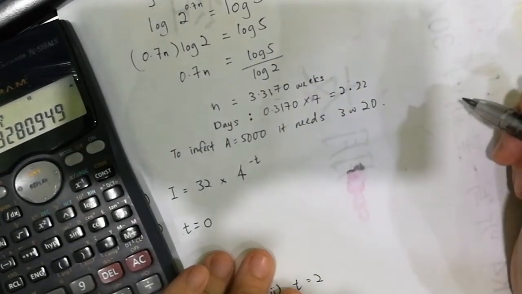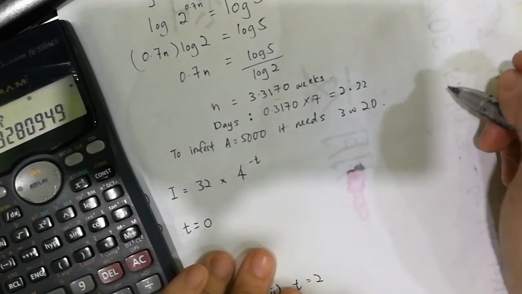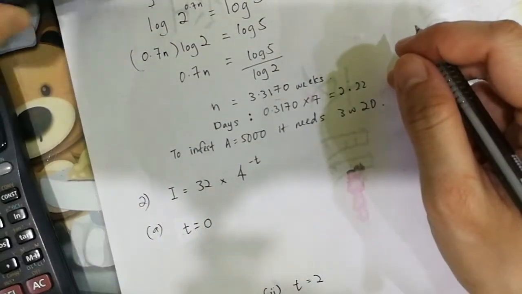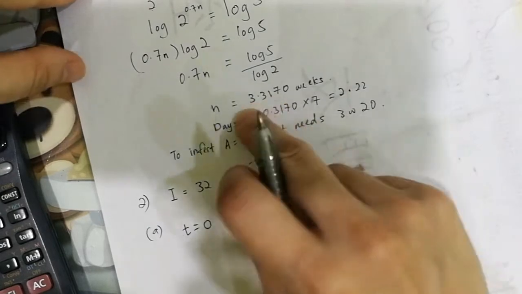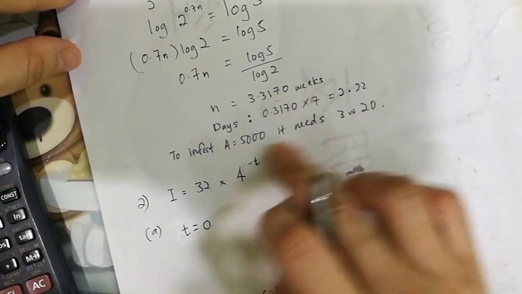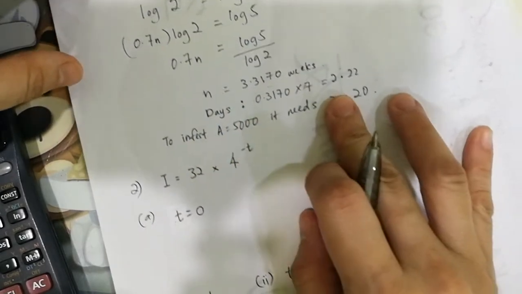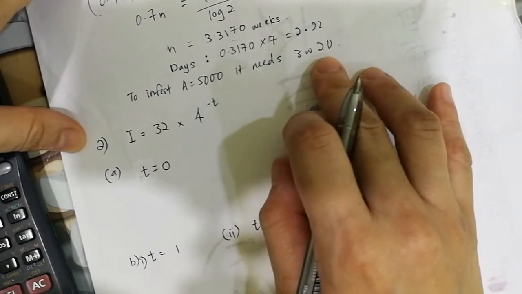So this is how we interpret the answer. The meaning of your answer is this: to get 5,000 acre, it will need 3 weeks and 2 days.